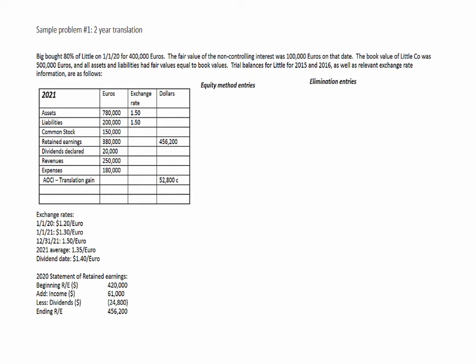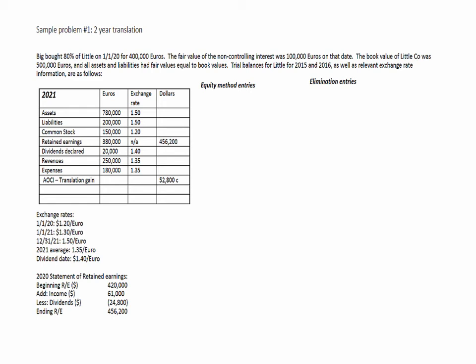Okay, let's go ahead and put in all of our various exchange rates. Again, assets and liabilities at the current or end of year exchange rate of $1.50. Paid in capital, that is converted at the exchange rate that existed when we acquired our investment. So going back to January 1st, 2020, the exchange rate was $1.20 per euro. No specific exchange rate for retained earnings. Again, we carry that amount forward. Dividends declared converted at the rate on the dividend date. Revenues and expenses at the average exchange rate during the year.